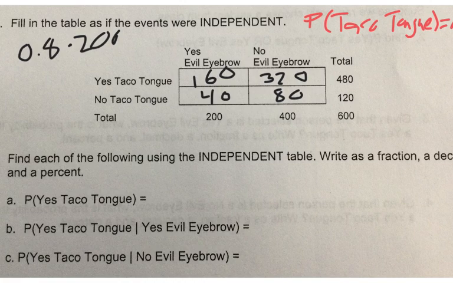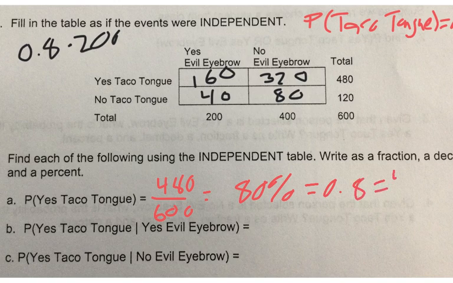So here, what's the probability in this table that the person said yes to taco tongue? What's my denominator? How many total people am I looking at? 600. I'm looking at everyone. And how many of them said yes to taco tongue? 480. Which is 80% or 0.8 or 4/5.